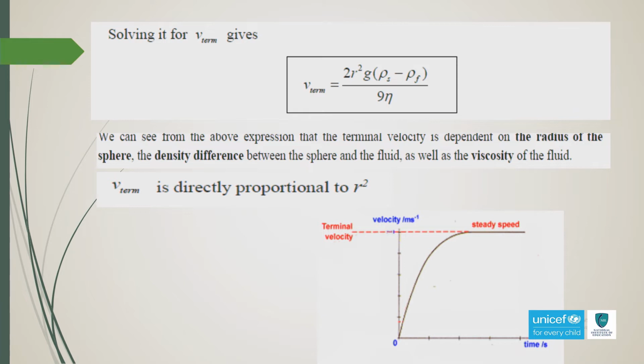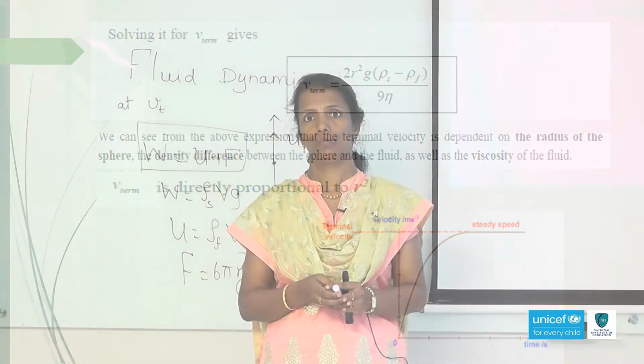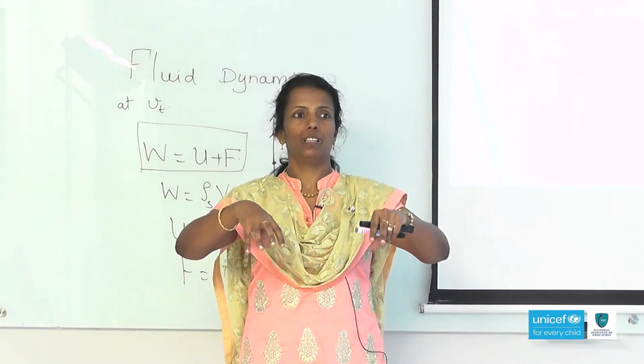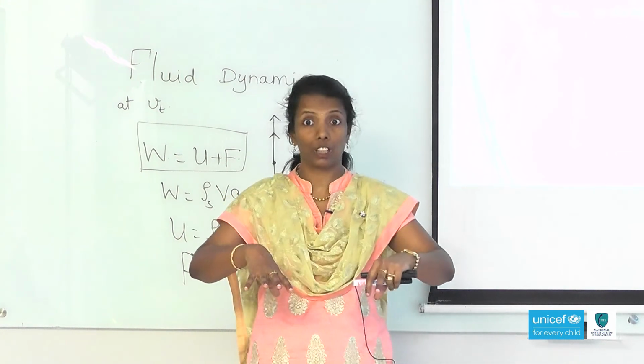So for a given fluid, how does the terminal velocity change with the size of the object? You can see the terminal velocity is directly proportional to r squared. The more the radius, the more the terminal velocity. The possible question here is, if we take identical material but different size objects, a smaller sphere and a larger sphere, both dropped in a fluid of the same viscosity.